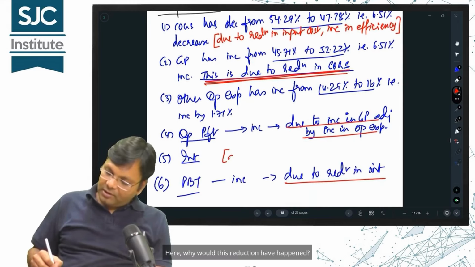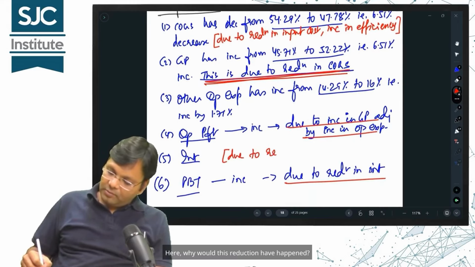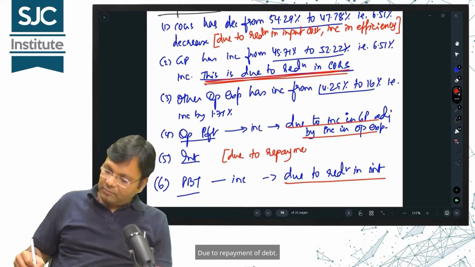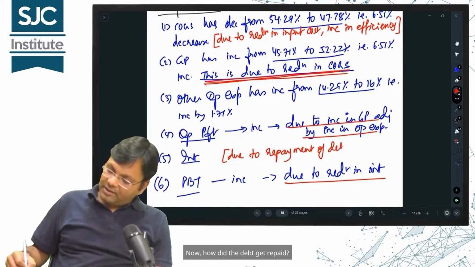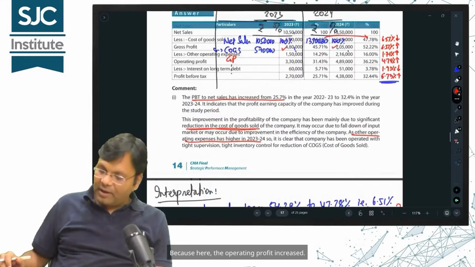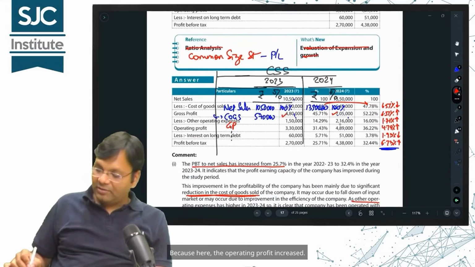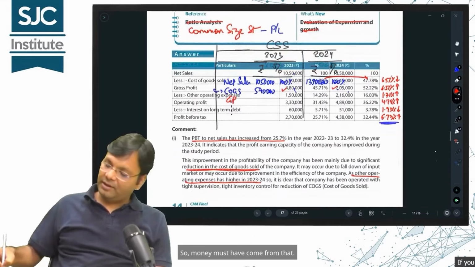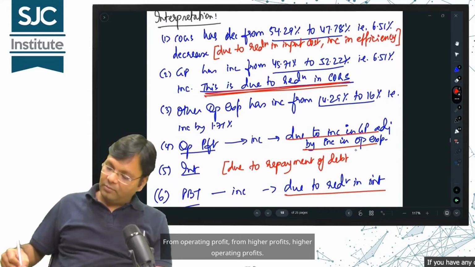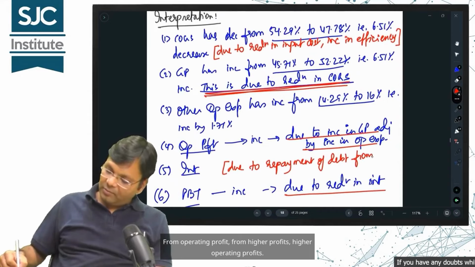Here, why would this reduction have happened? Due to repayment of debt. Now, how did the debt get repaid? Because here, the operating profit increased. So, money must have come from that. From operating profit, from higher profits, higher operating profits.